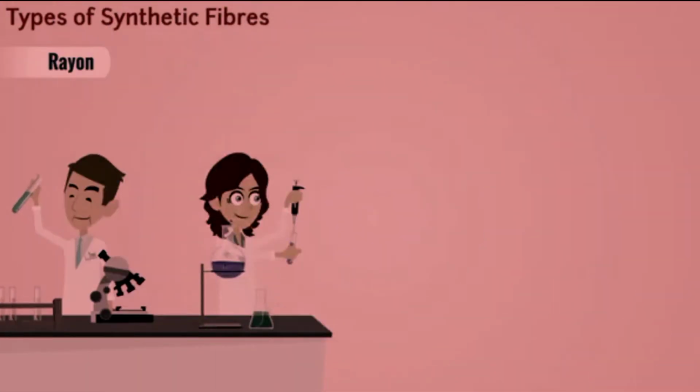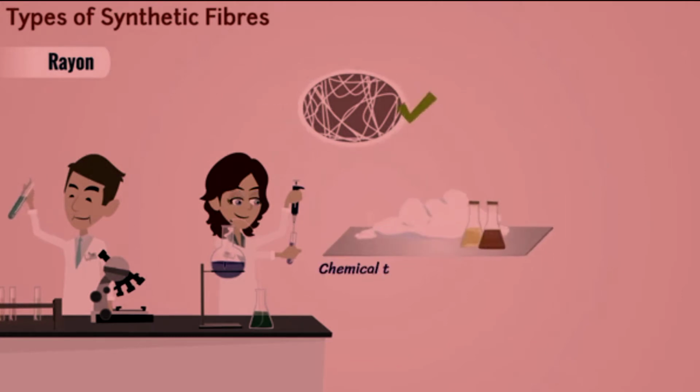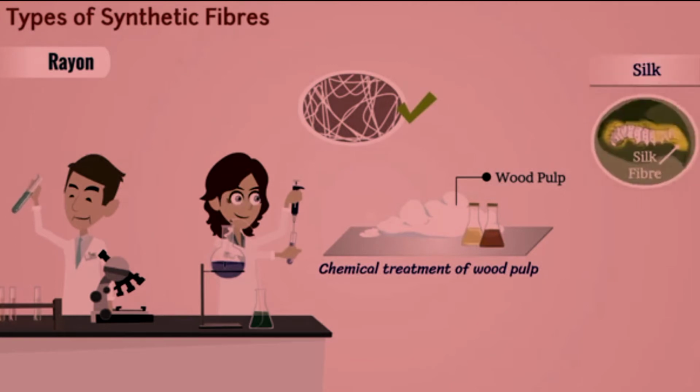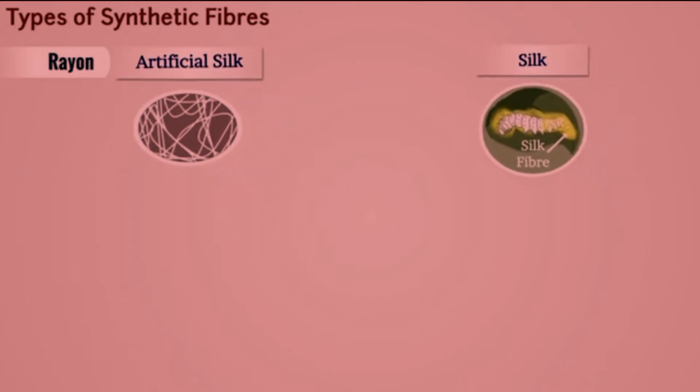Scientists tried to manufacture silk artificially. Towards the end of the 19th century, scientists were able to manufacture a fiber by chemical treatment of wood pulp. This fiber has similar properties to that of silk, and so it was named artificial silk or rayon.